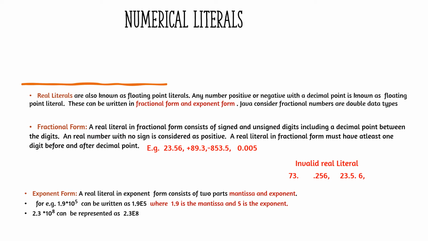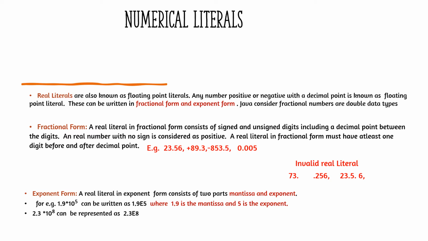For a real literal in fractional form, there is one condition: at least one digit should be before and after the decimal point. Here we can see the valid literals: 23.56, +89.3. Signed or unsigned doesn't matter, but one digit should be before and after the point. Invalid: 73., because after the point there is no number. 0.256 is written here without a digit before the point, so it is also invalid. 23.5.6 has two decimal points, so it is invalid.